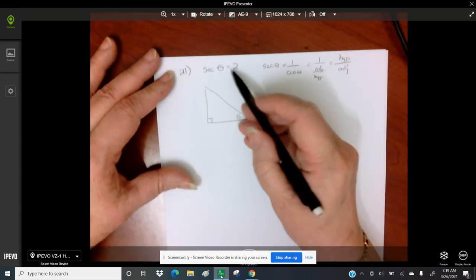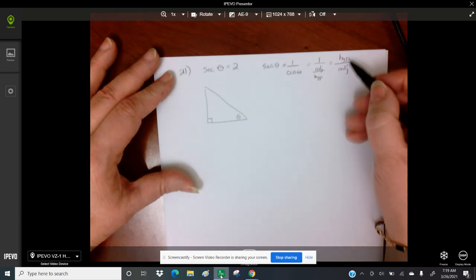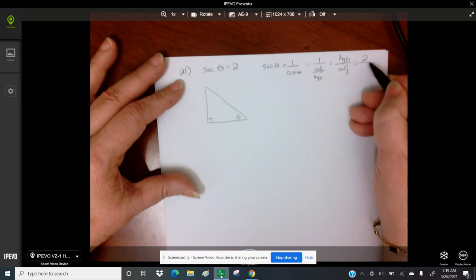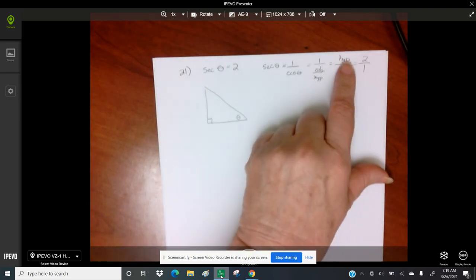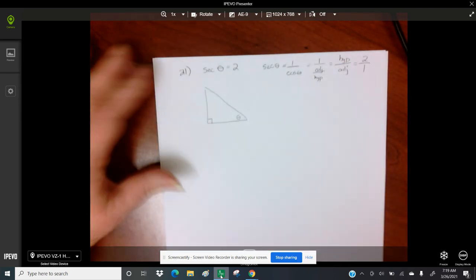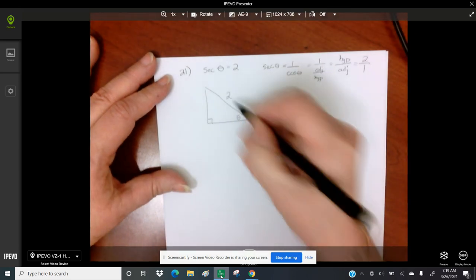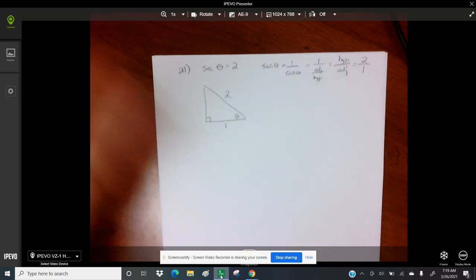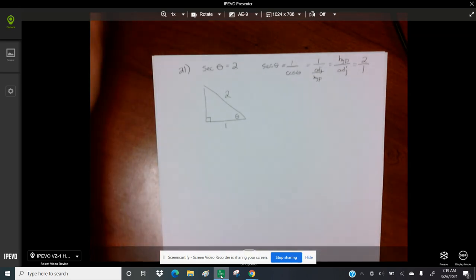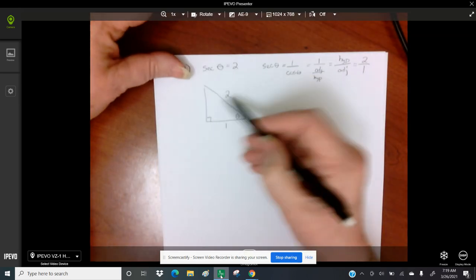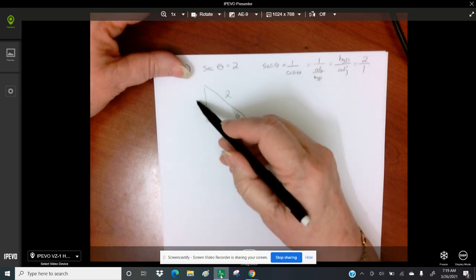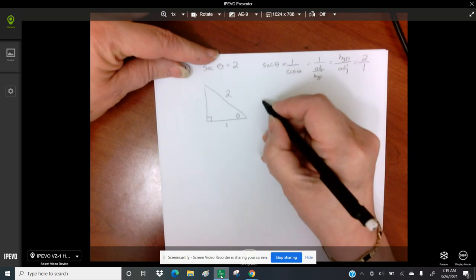And if the secant is 2, and that's the hypotenuse over the adjacent, I can say that's 2 over 1, which I know then that the hypotenuse is 2 and the adjacent must be 1. And now I have to find out everything about this triangle. Well, first let's find this side, because if I know 2 sides of a right triangle, I can always find the third side using the Pythagorean theorem.